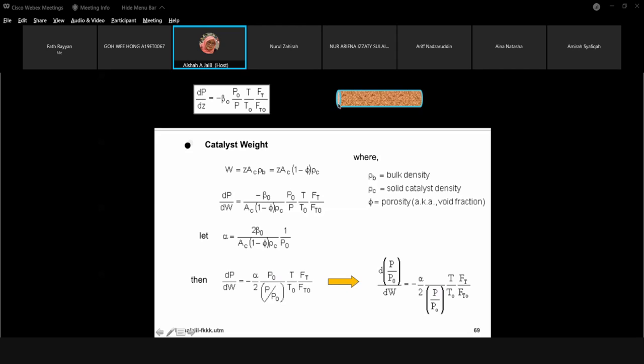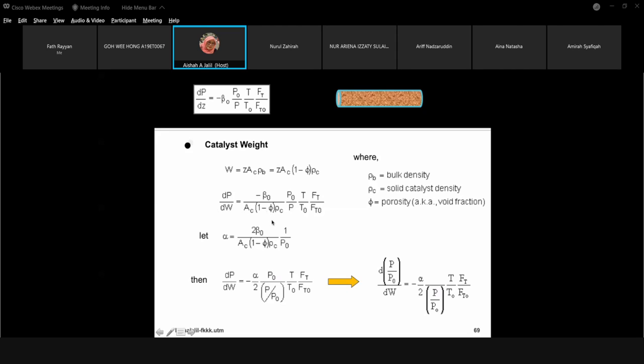And A_c is the cross-sectional area. This one, the area of the circle here. So W becomes like this. This is the Z, still the Z. So when you want to replace the Z with the W, you have to put it like this. Now you have this equation becoming like this.